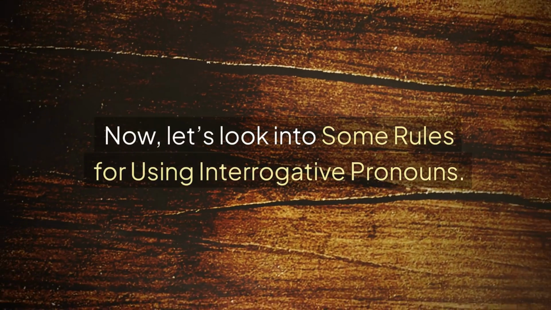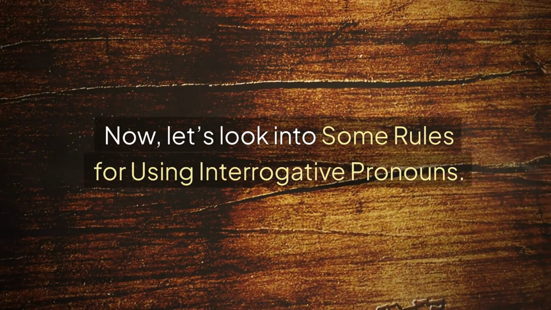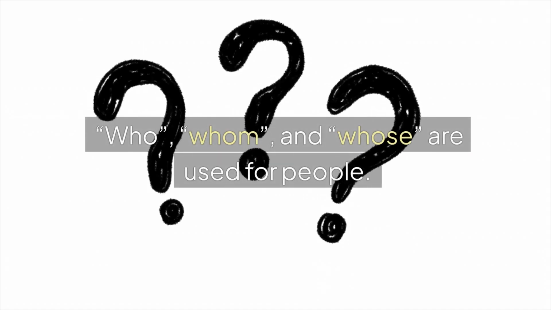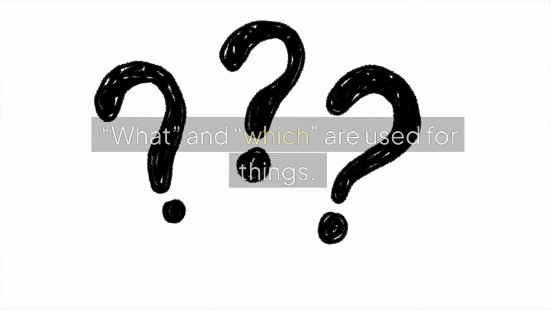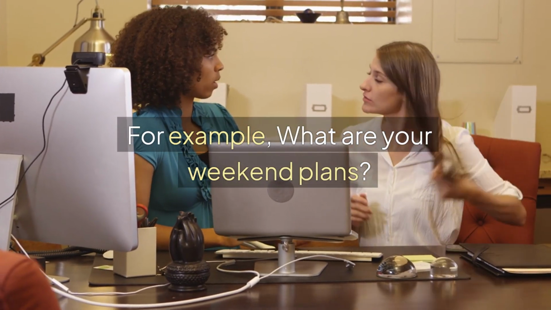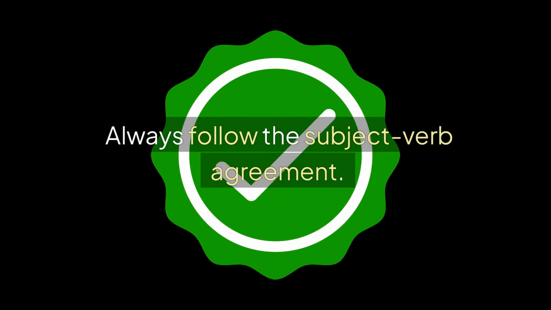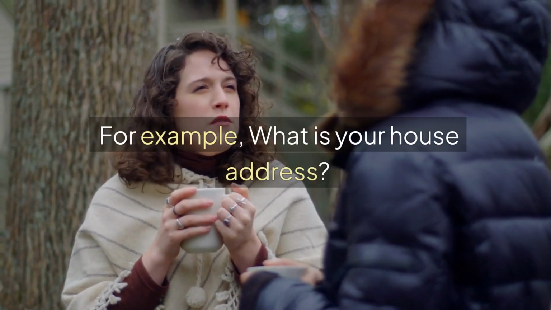Now let's look into some rules for using interrogative pronouns. Who, whom, and whose are used for people. For example, who is your friend? What and which are used for things. For example, what are your weekend plans? Always follow the subject-verb agreement. For example, what is your house address?